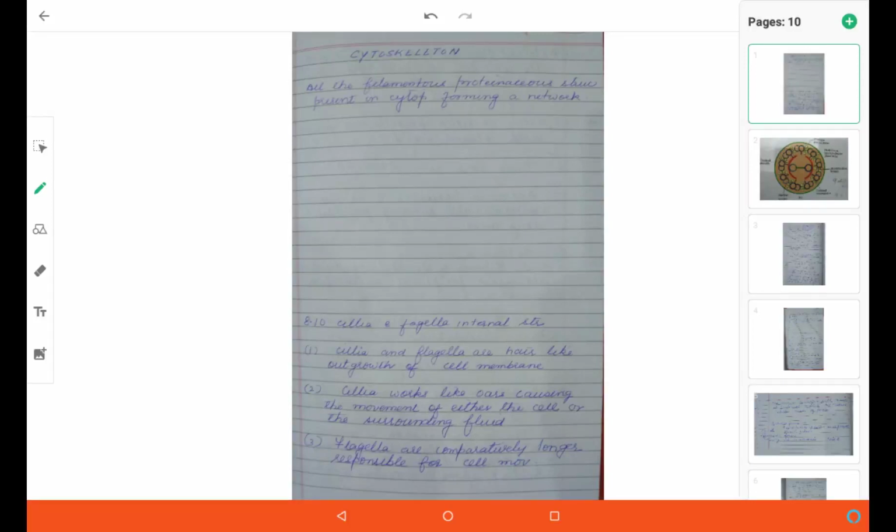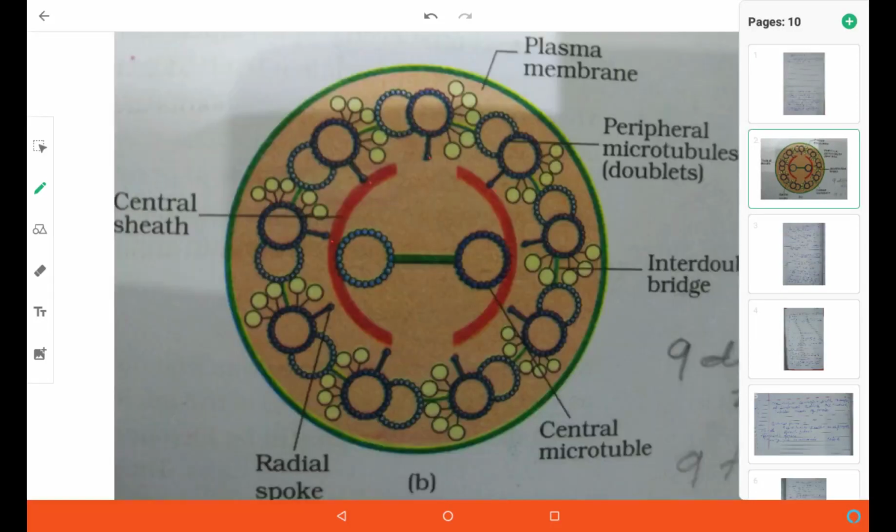The flagella are comparatively longer than cilia. If we cut the cross section of cilia or flagella, we come across this type of structure. The outermost is the plasma membrane, and we have 9 peripheral doublets made up of microtubules. These doublets are made up of 13 protofilaments, which are made up of alpha and beta tubulin, which I am going to tell you later when we deal with this organelle in detail.